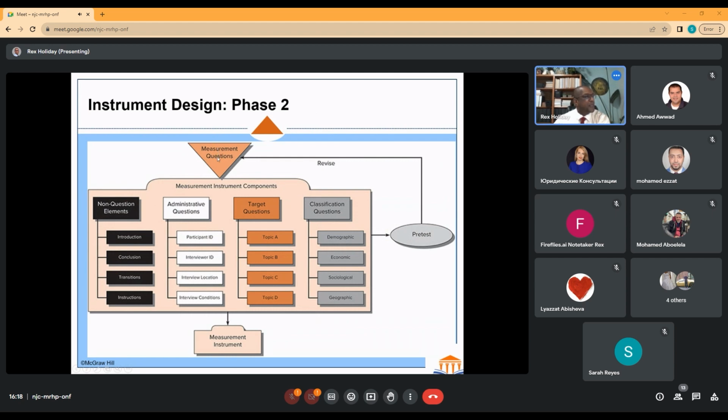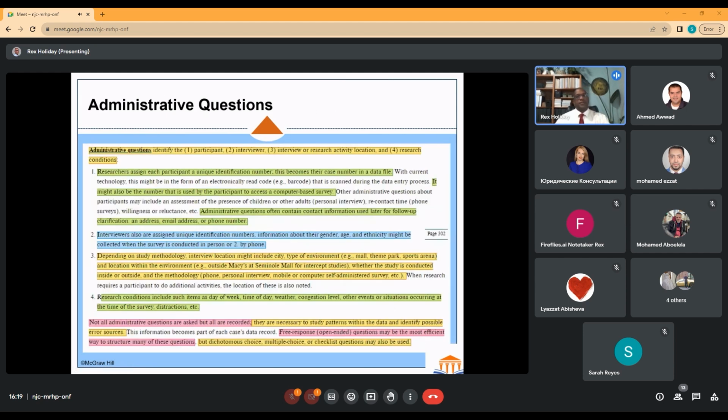So for measurement question, again, we have the reiteration, the pretest, and revise as needed. And then we have the administrative questions. This talks about the type of format you would have there, target questions, and classification questions, the demographics, economic, social, and then the measurement instrument is the result of this component. Okay, so let's look at administrative questions.